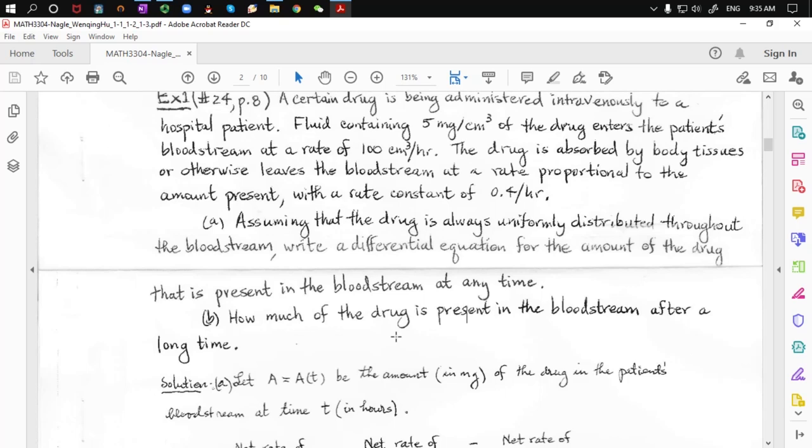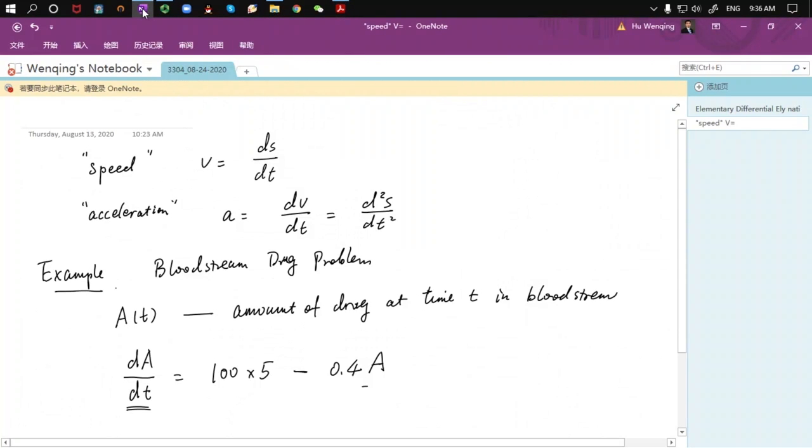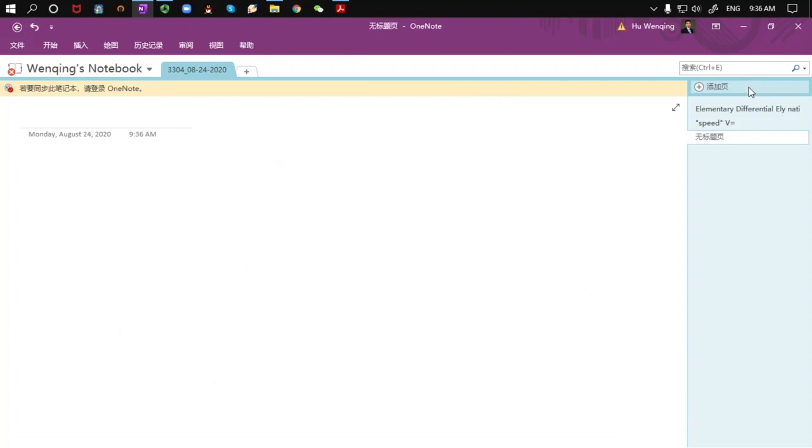Now let's look at the second problem. What does the second problem say? The second problem asks how much of the drug is present in the bloodstream after a long time, right? So what is going to happen after a long time? If you look at this differential equation, let me rewrite it here.